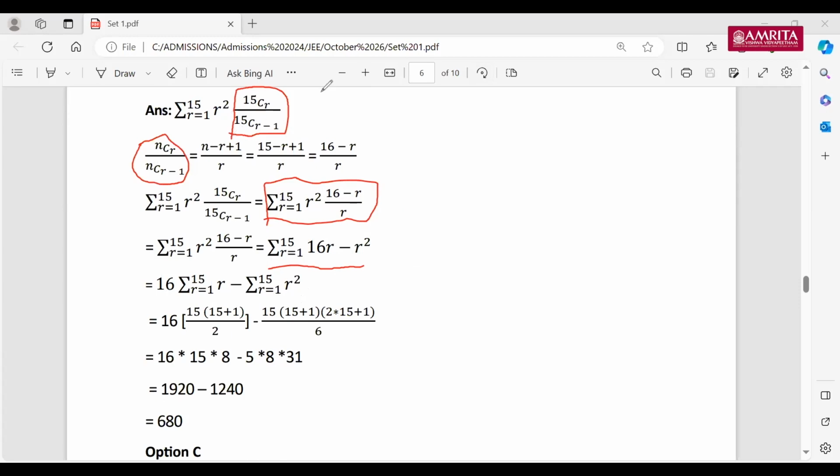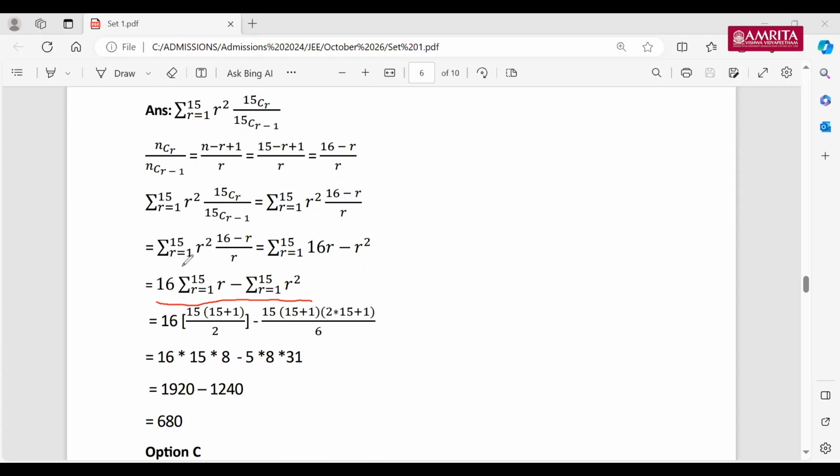So the basic idea in solving this question is just a simple equation. You need to know how to substitute, and that is something you need to understand when you want to solve the question. So I have 16 sigma r equal to 1 to 15 r, minus sigma r equal to 1 to 15 r square.